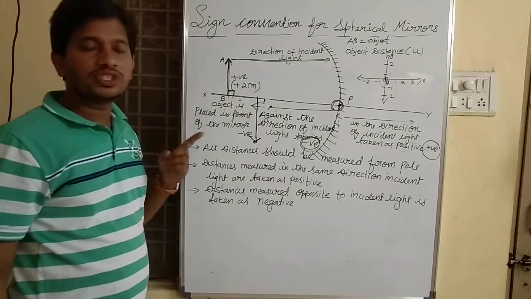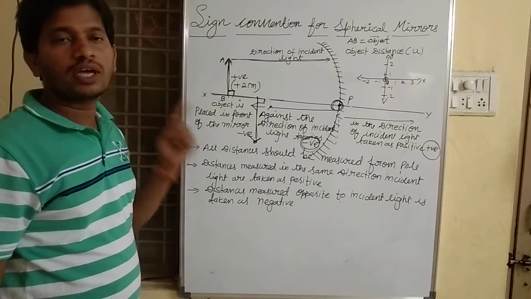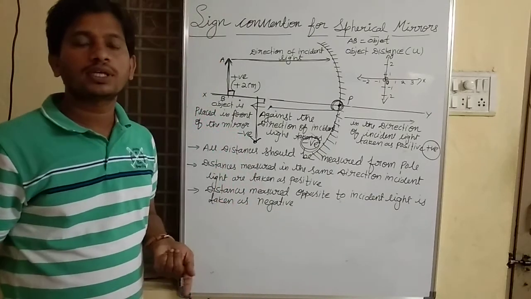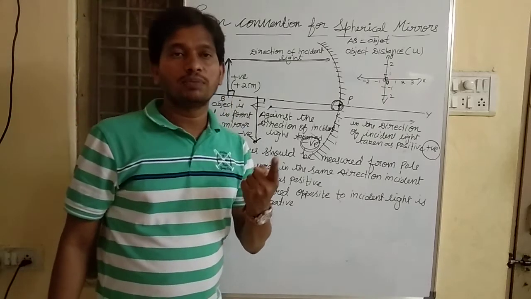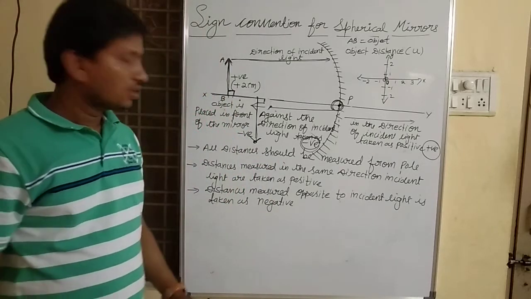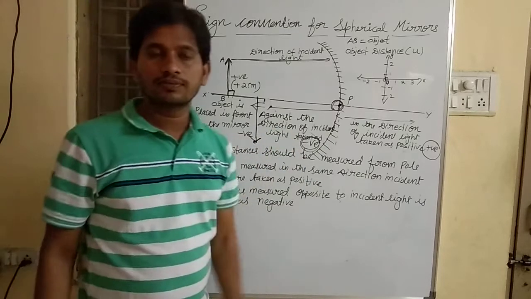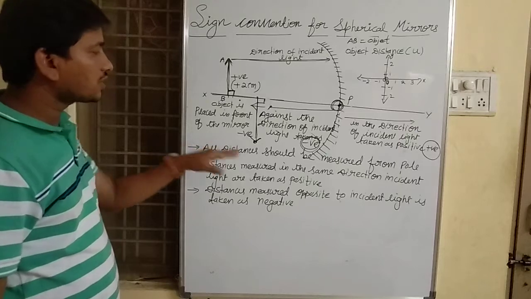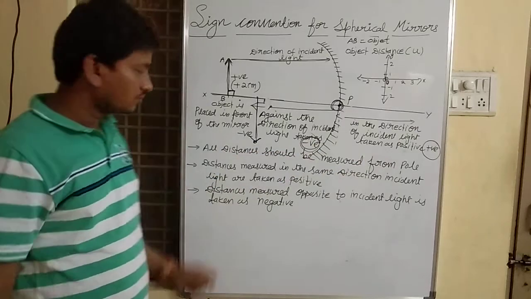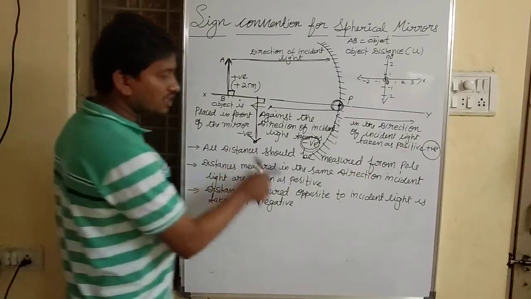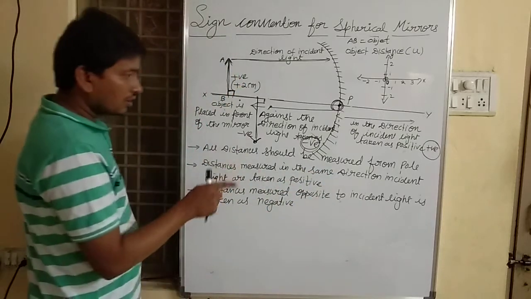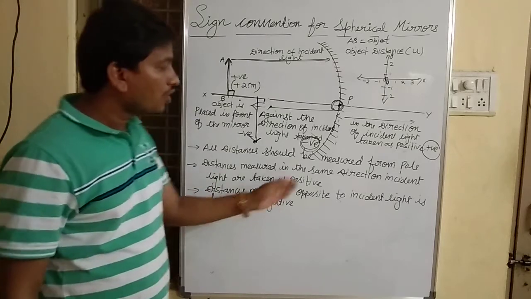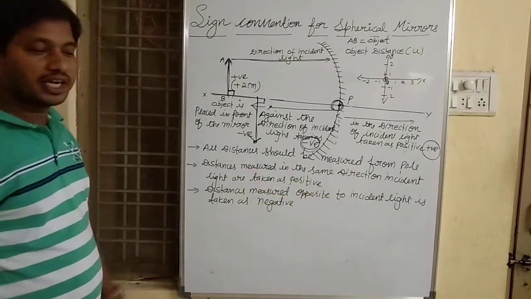Okay, this sign convention plays a crucial role when we are finding object distance, image distance and focal length of spherical mirrors. We have a total of 5 rules for sign convention. The first point is all distances should be measured from the pole. Second, distances measured in the same direction of incident light are taken as positive. Distances measured opposite to incident light are taken as negative.